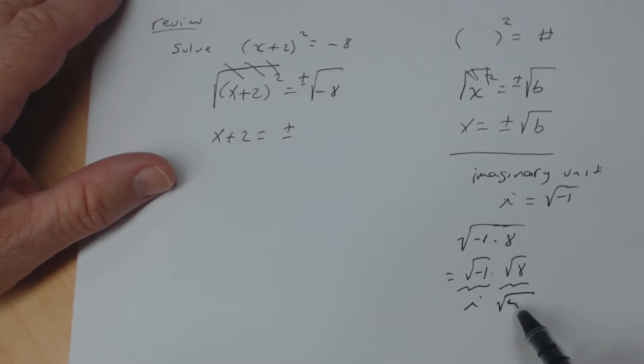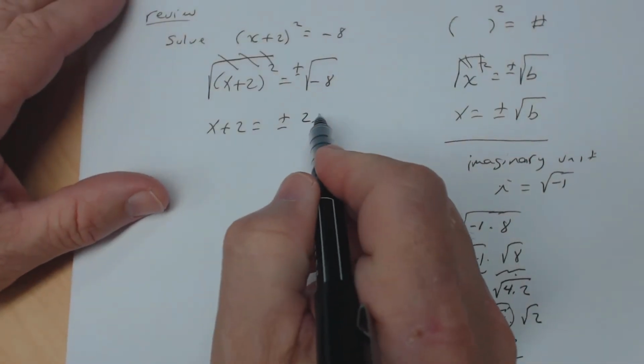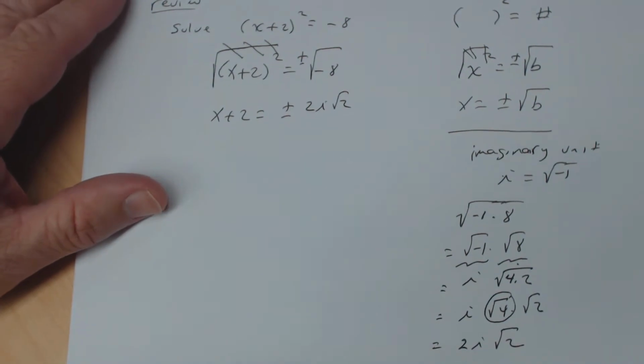So I'm going to write this as the square root of 4 times 2. And remember that basically in your mind you really have this mathematically: i times the square root of 4 times the square root of 2, and the square root of 4 we know is 2. So this is 2i√2. And so that's this right here, 2i√2.